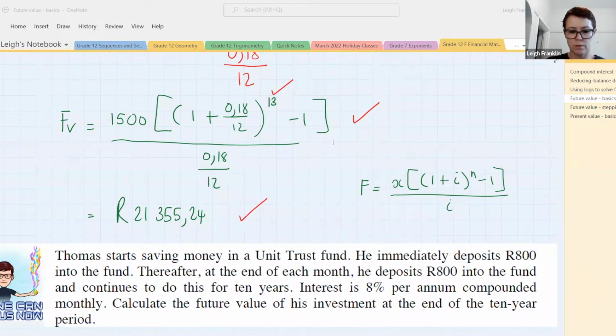0.18. Yeah, no, I'm getting that. 21,355.24 is definitely correct. It was the -1. No, that's fine. All sorts of things can happen here. All right, so Neo's put down an answer, so has Oratile, so has Vanti.